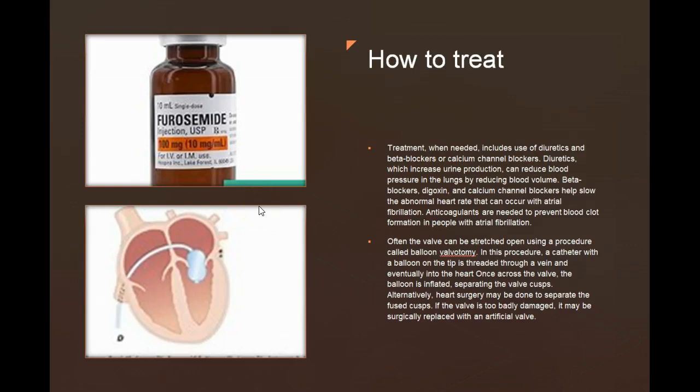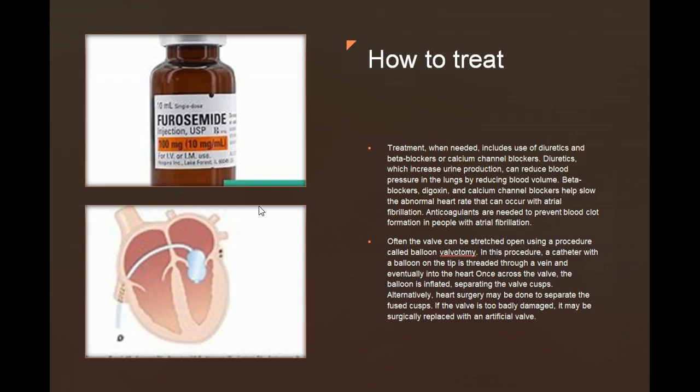The treatment that you'll do on a nursing end is first you want to begin with diuretics and beta blockers or calcium channel blockers. Diuretics will help increase urine production. It's also going to reduce the blood pressure in the lungs by reducing the overall blood volume. You can use beta blockers or digoxin or calcium channel blockers, which will help slow the abnormal rate that can be seen with the AFib, and also help reduce the workload on the heart.